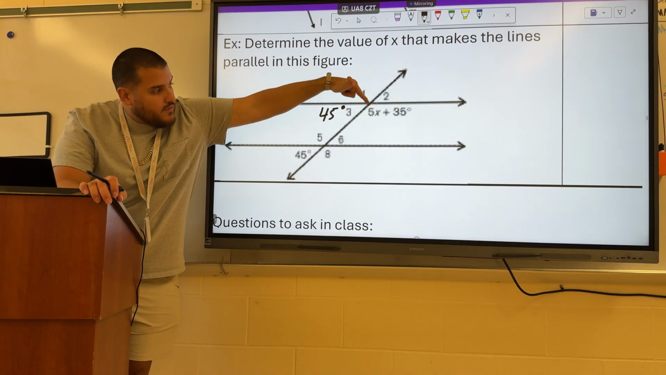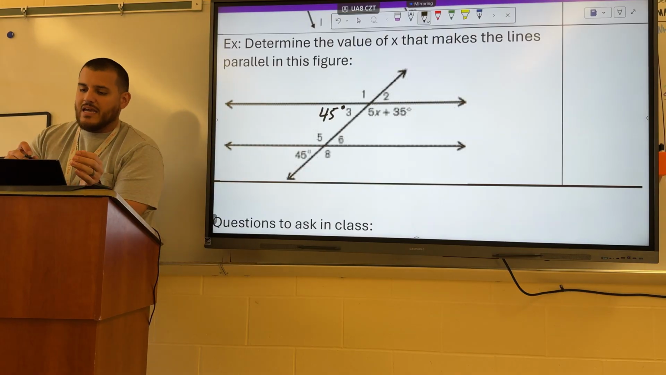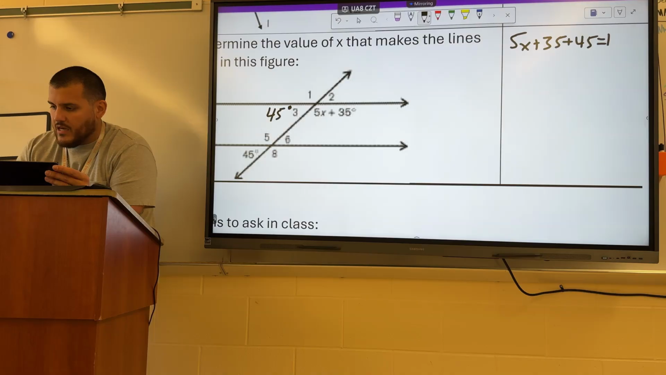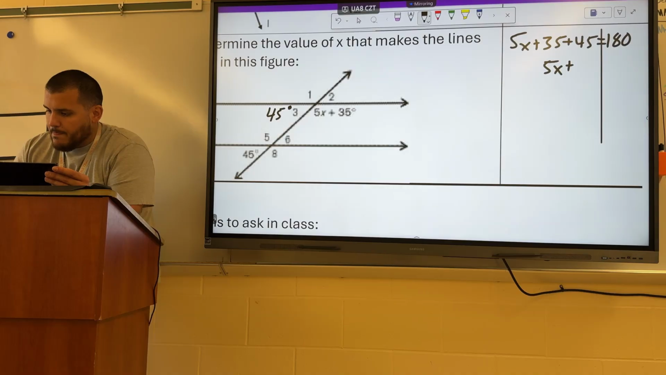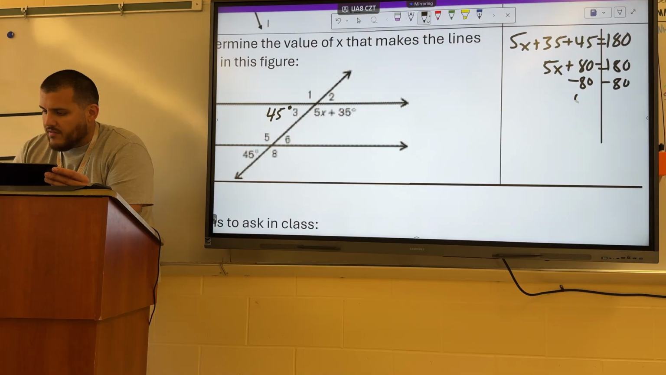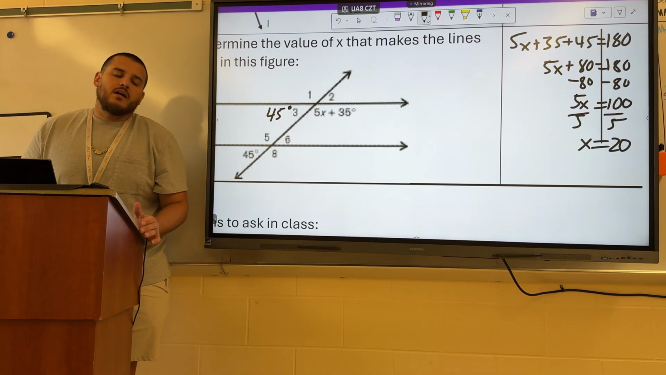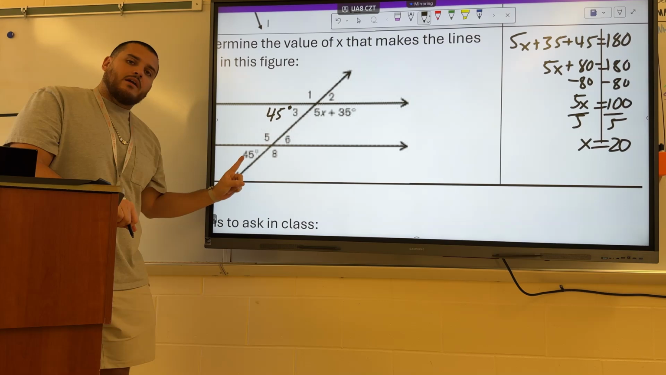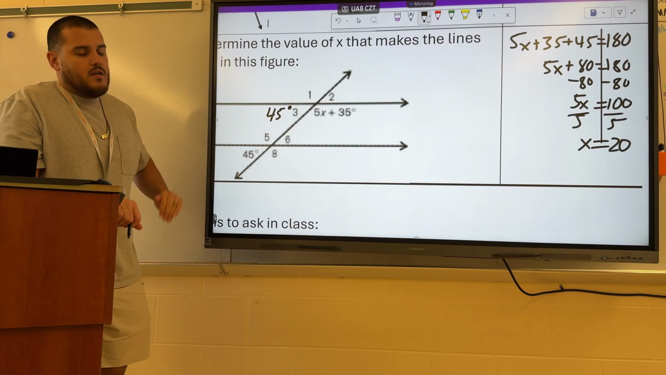Underneath this straight line, I have 45 degrees and 5x plus 35. Those have to add up to 180 degrees. So 5x plus 35 plus 45 equals 180. Combining like terms here, 35 plus 45 gives me 80. I can subtract that 80 from both sides of the equal sign to get 5x equals 100. And then I can divide both sides by 5 to get x equals 20. So x being 20 allows for this angle to be 45, which means that these angles are congruent as corresponding angles. That makes these lines parallel to each other.